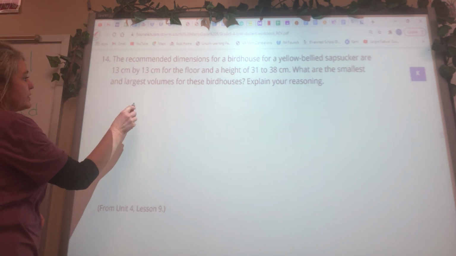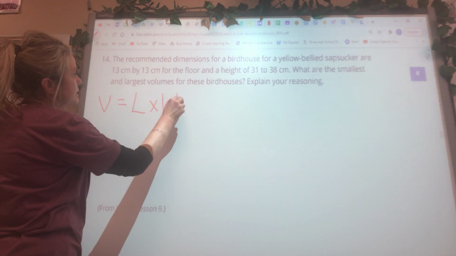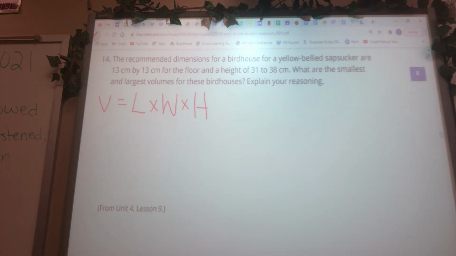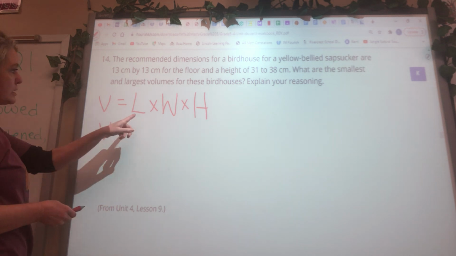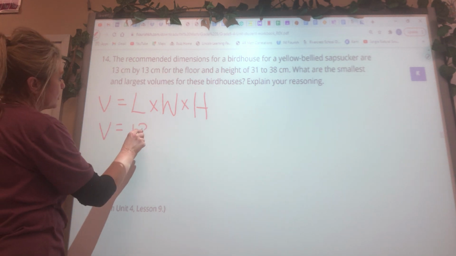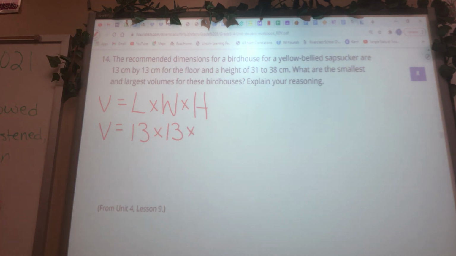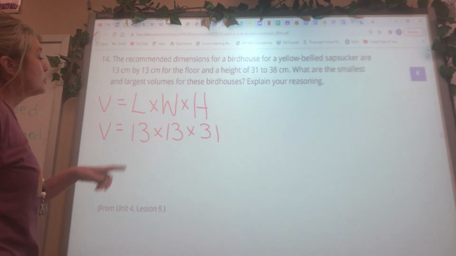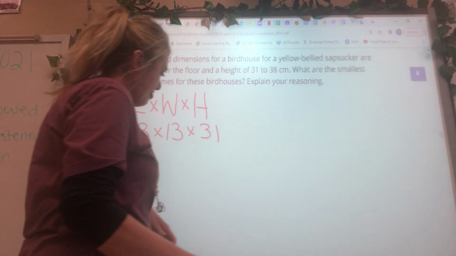Well, we know that volume is equal to length times width times height. And for our birdhouse, it tells us that the floor is 13 by 13. So that would be our length and width of our birdhouse, 13 by 13. And then the height, they say, can be anywhere from 31 to 38. So we'll start with the 31 because they want the smallest and largest volumes.